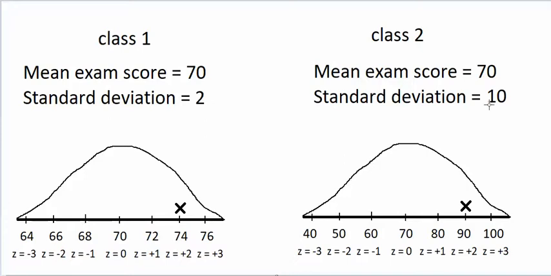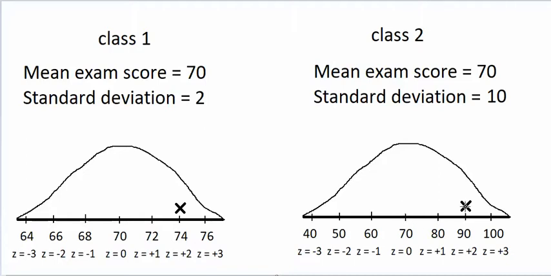But now let's focus on what I really want us to be focusing on here. Let's imagine that a certain person in class number 1 has a score of 74 on the exam, and they have a z-score of +2 because you start at 70 and you go up by 2 and you go up by 2 again. And let's imagine that in class number 2, a certain person has an exam score of 90 and a z-score of 2, because here you start at 70 and you go up by 10 and you go up by 10 again.